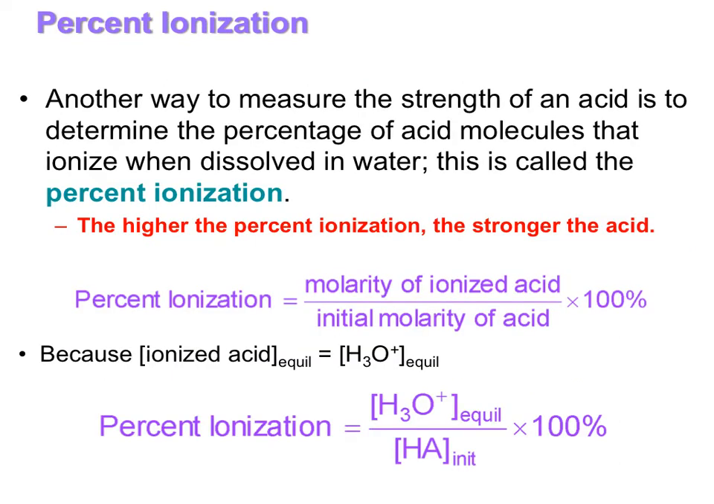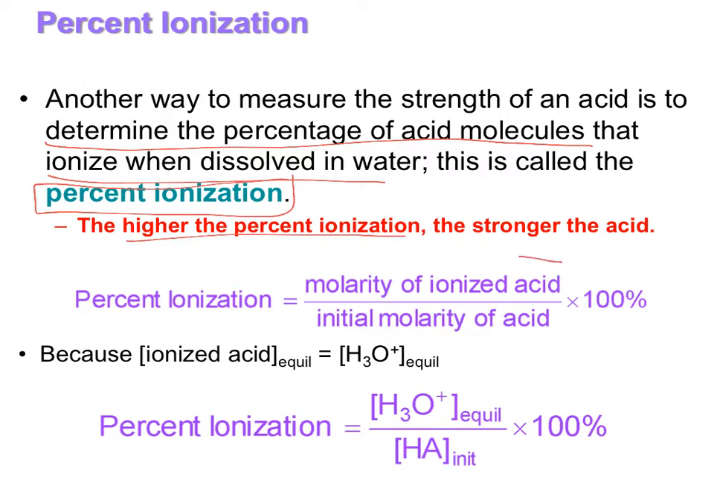There is another way we can measure the strength of an acid, and the way we do this is to determine the percentage of acid molecules that ionize when dissolved in water. This is called the percent ionization. The higher the percent ionization, the stronger the acid. And the way we calculate this is the molarity of ionized acid divided by the initial molarity of the acid.